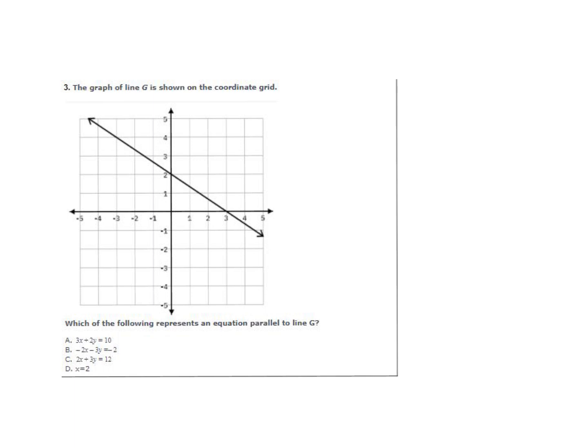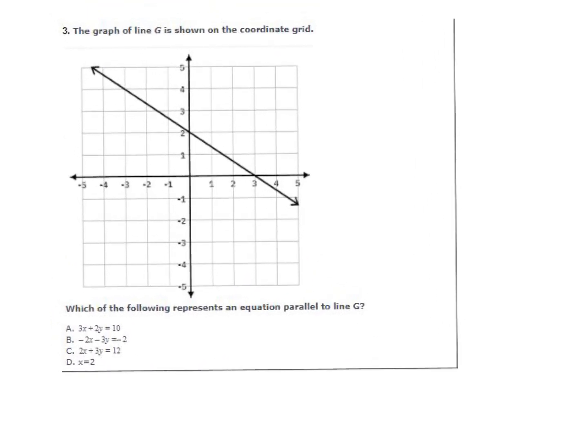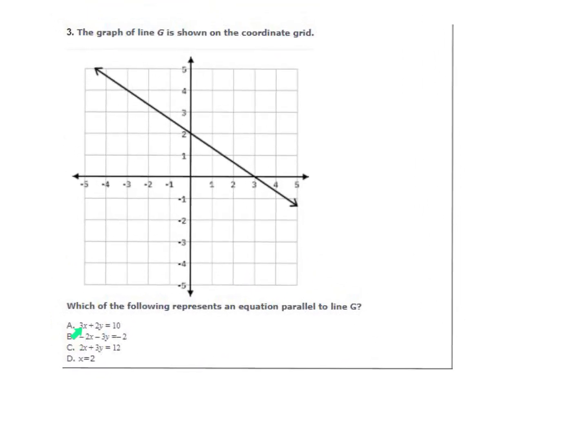Question number 3. The graph of line G is shown. So here's line G. Then it says, which of the following represents an equation parallel to G? Let's take a look at our answers here. Our answers are 3x plus 2y equals 10, negative 2x minus 3y equals negative 2, 2x plus 3y equals 12, and x equals 2. You'll notice that these are not in y-intercept form, but we want to know which one is parallel to G.